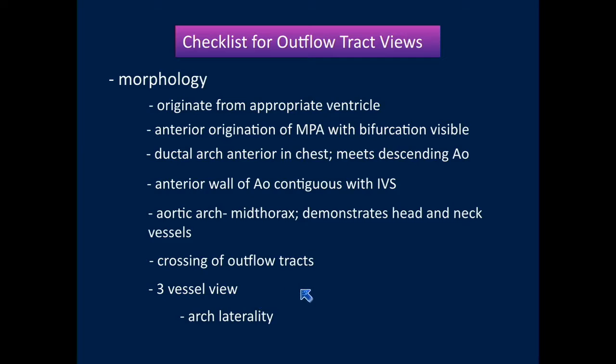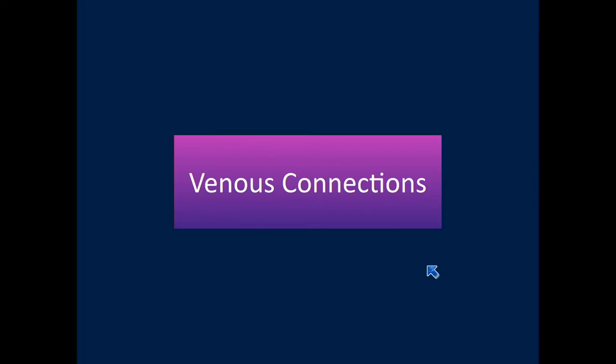Finally, adding the three-vessel view, I'm not going to put too much in this, which will show you arch laterality with respect to the trachea. So you can interpret whether there's a right arch, a left arch, etc. I don't want to steal the three-vessel view talk, so I'm going to cut it close there. All right, moving on to venous connections.